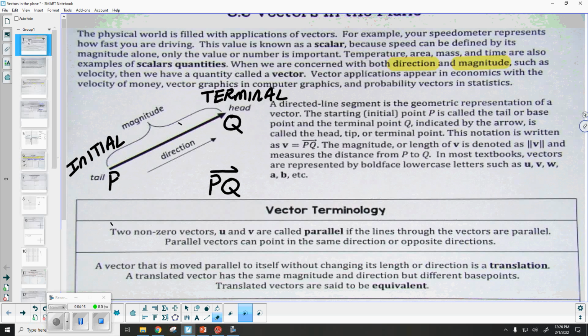Okay. Now, the magnitude or length of vector V is denoted using these 2 bars right here. Every time you see those 2 sets of bars, that's telling you we want to find the magnitude of the vector. That could be the length of the vector, it could be the speed, whatever it is the problem happens to be referring to.